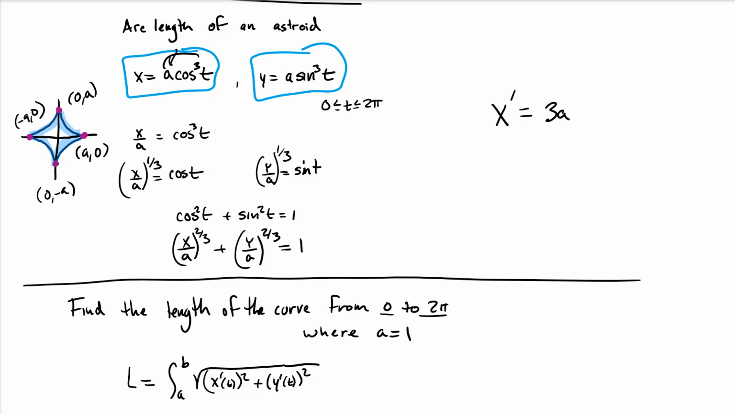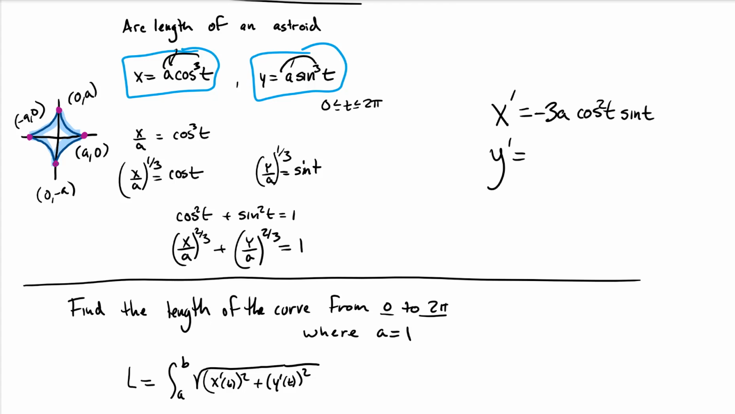You get 3a, and now you're left with cosine squared of t, and then we're just done, right? There's no such thing as a chain rule. There's no such, yes, there's a chain rule. That's going to be negative sine of t. And now what's y prime?